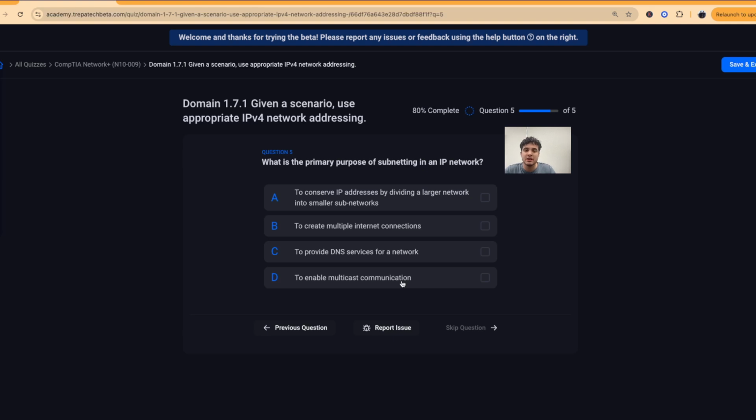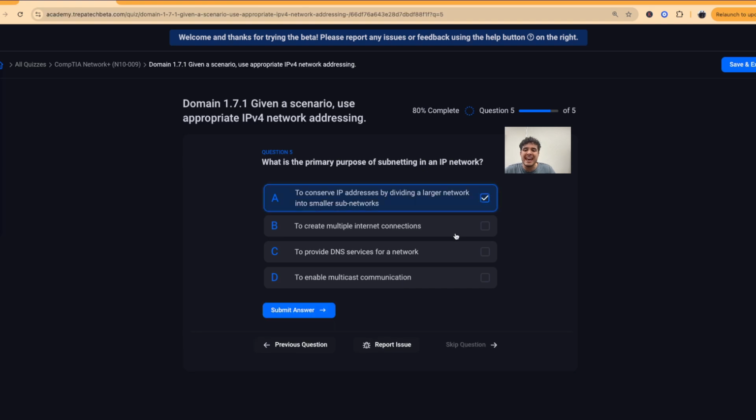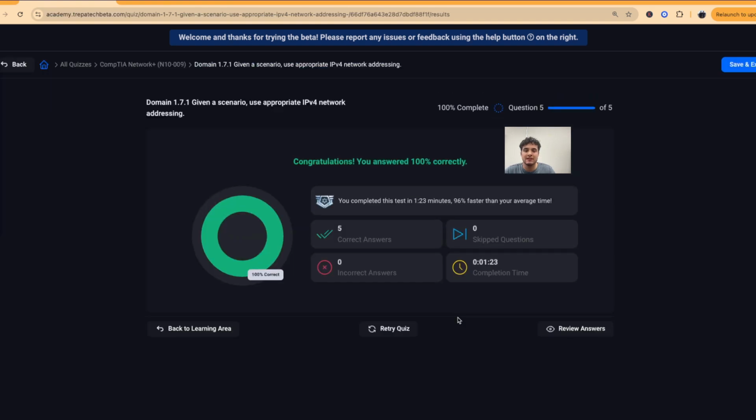Question 5. What is the primary purpose of subnetting in an IP network? So that's going to be A, to conserve IP addresses by dividing a larger network into smaller subnetworks. And let's go, we got 100%.